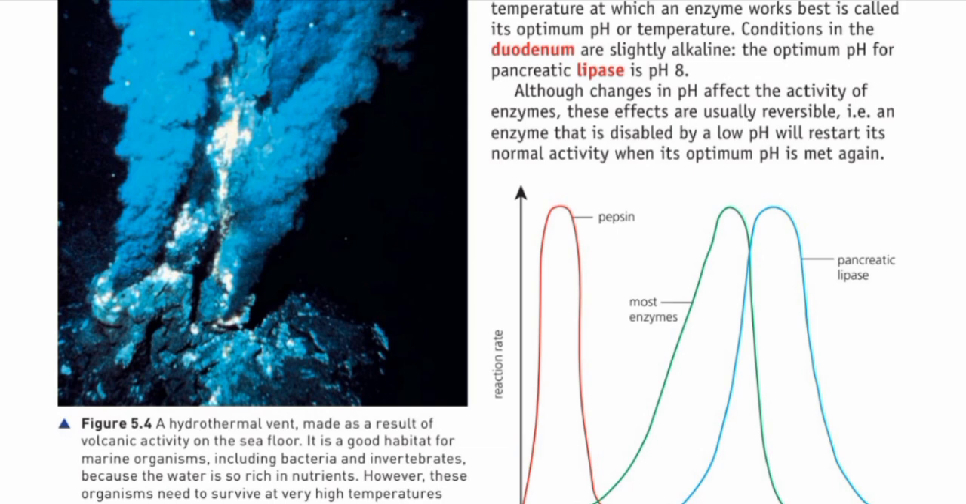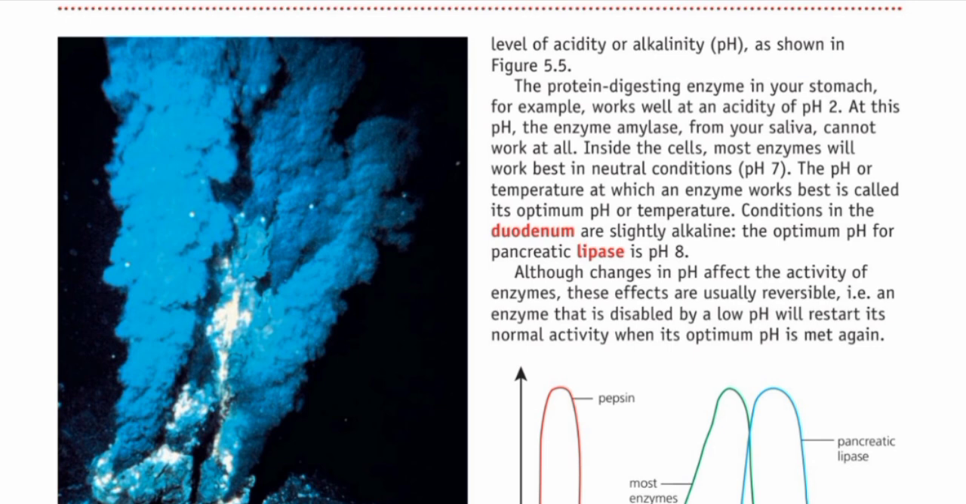Now let's discuss the biological importance, that is why pH is very important in living organisms. Stomach is acidic for pepsin, mouth is neutral for amylase, small intestine is slightly basic, alkaline, for lipase. This ensures each enzyme works efficiently in its environment.